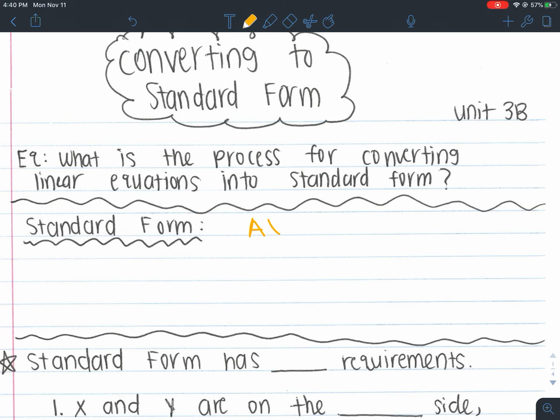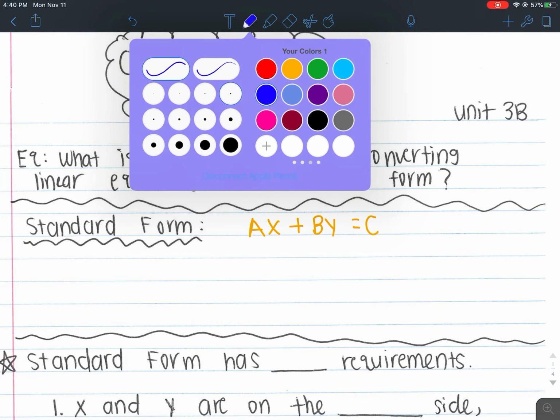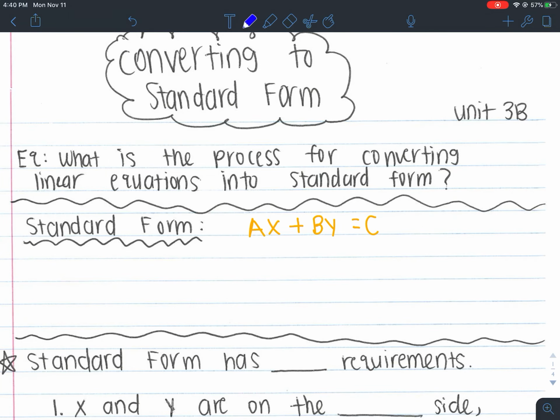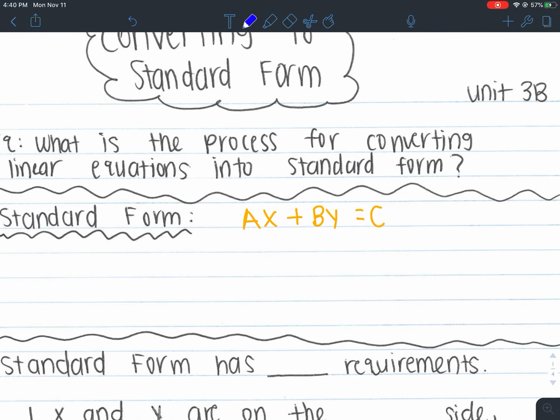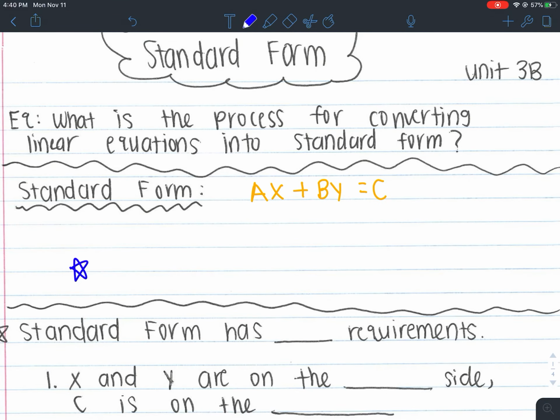Standard form is ax plus by equals c. Standard form is called standard form just because it's the standard, right? When we get to quadratics, you'll also notice that standard form for that also has a, b, and c. But remember that there's nothing really special about this form, but a, b, and c represent numbers. So it's nothing to be scared of.